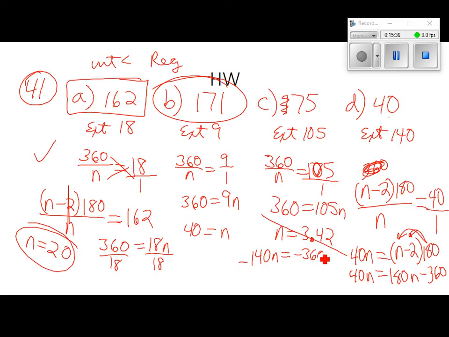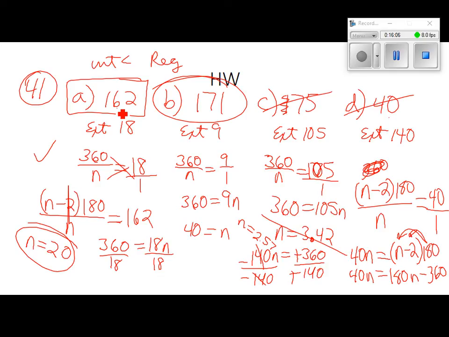Now what? Divide by negative 140. A negative divided by a negative is going to be positive, so we don't really have to worry about that. What'd it come out to be? 2.57? Is that possible? So this one won't work, that one won't work. Those two will.